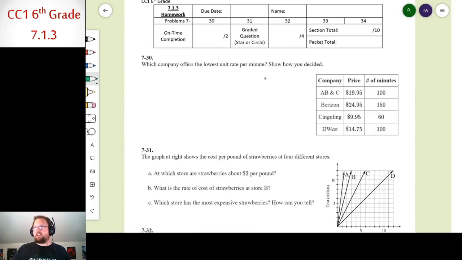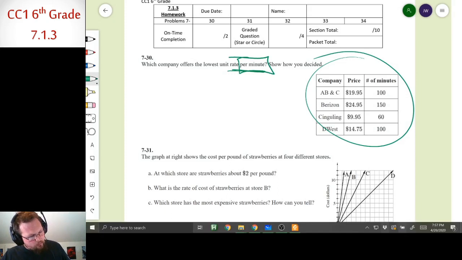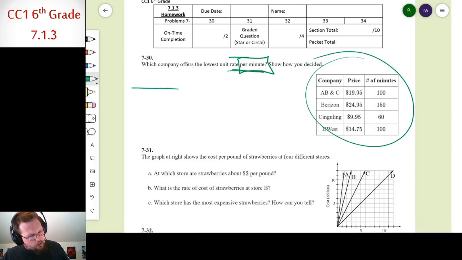So on section 713's homework, I'm going to ask you to first figure out the rate per minute of each of these companies. Now, because of this word per minute, that means that you're going to put the minute value on the bottom. So every one of these ratios is going to have the dollar amount divided by the minute amount. Okay, that is a rate of dollars per minute.